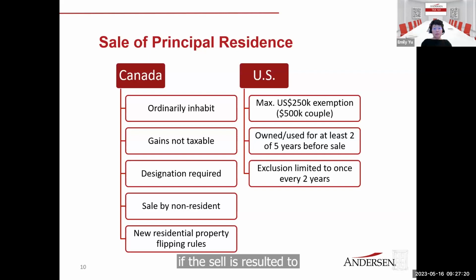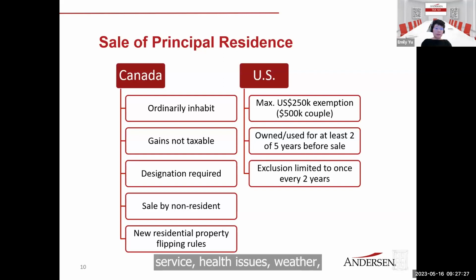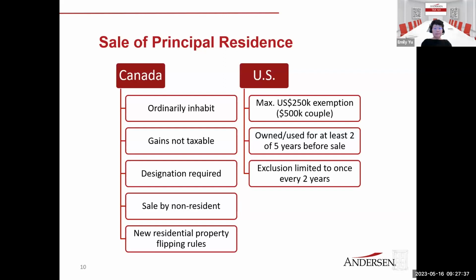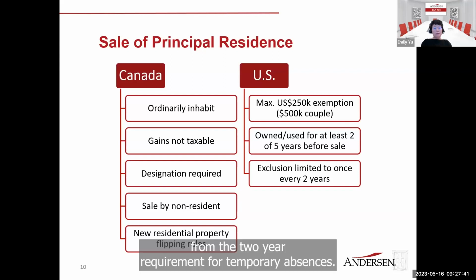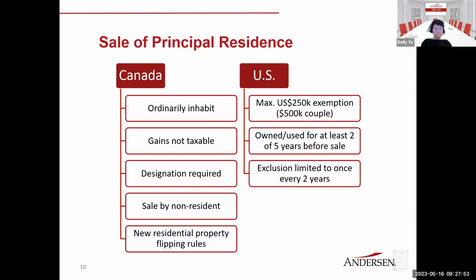This applies if the sale is a result of a change of employment location, serious health issues, or other unforeseeable circumstances. But these events must be the main reason for the sale. There are also exceptions to the 2-year requirement for temporary absences. We won't go into that too much, but if you have such a situation, do speak to a tax accountant.